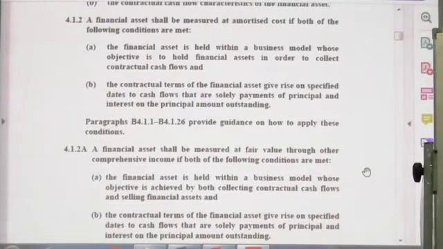Hold to collect. The contractual terms of the financial asset give rise, on specified dates, to cash flows that are solely payment of principal and interest. SPPI satisfied, hold to collect satisfied, it will be measured at amortized cost. Agreed? Therefore, 412 is the classification of amortized cost financial assets. Clear? If you want, you can make a summary, right?